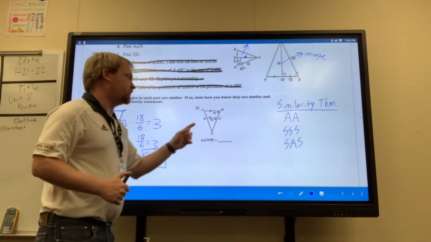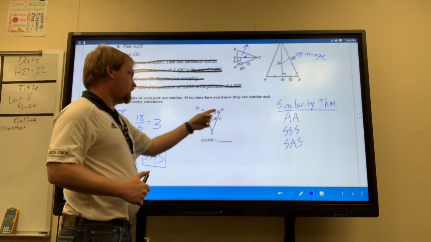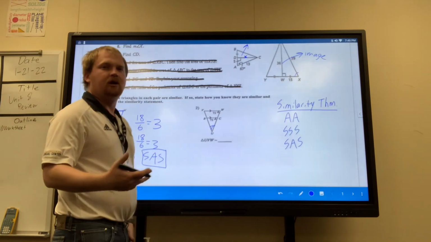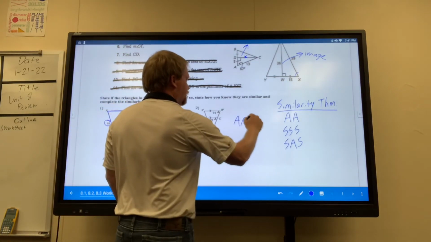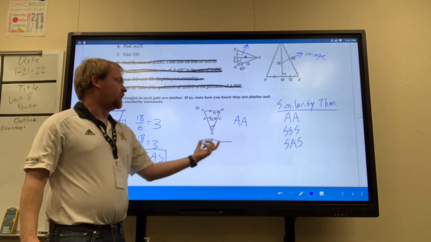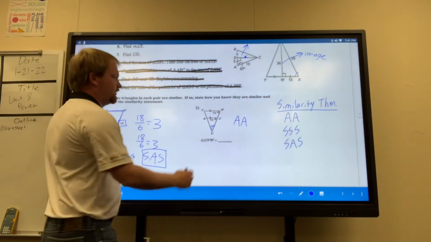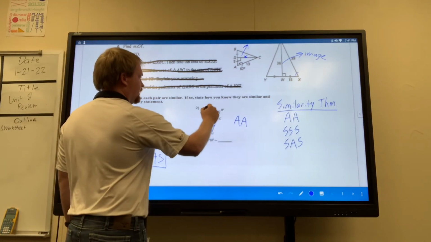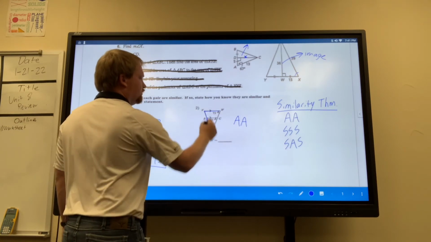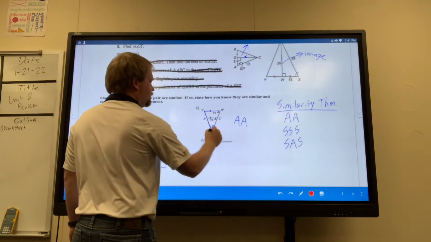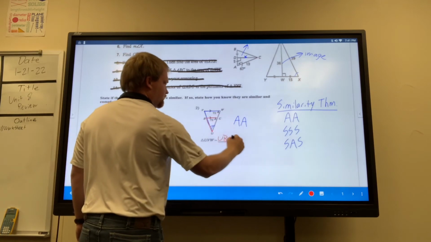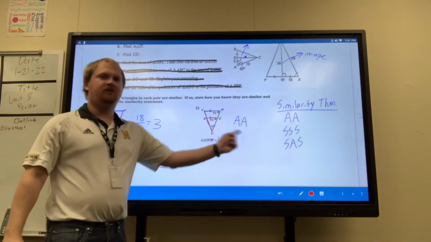Like for example, right here, I know the two angles are congruent. They share the same angle. So guess what? It's angle-angle. But I also have to figure out how the statement is true. If I start at U, I go to V, I go to W, guess what? I'm going to start at U, go to B, and then to C. And I have UBC.